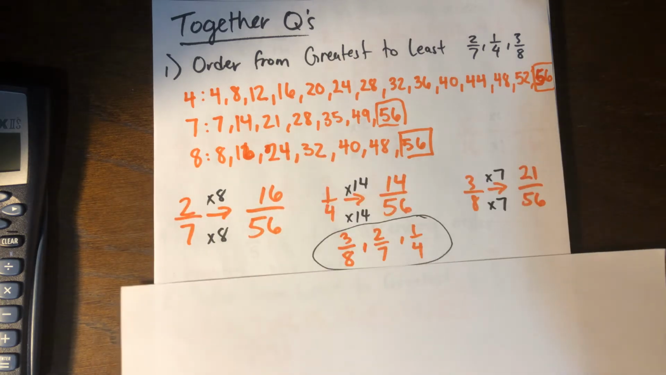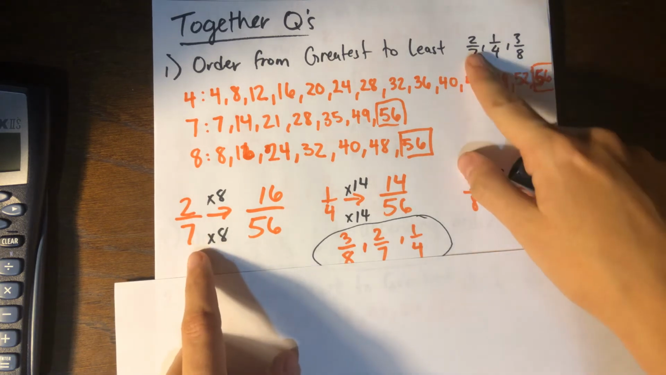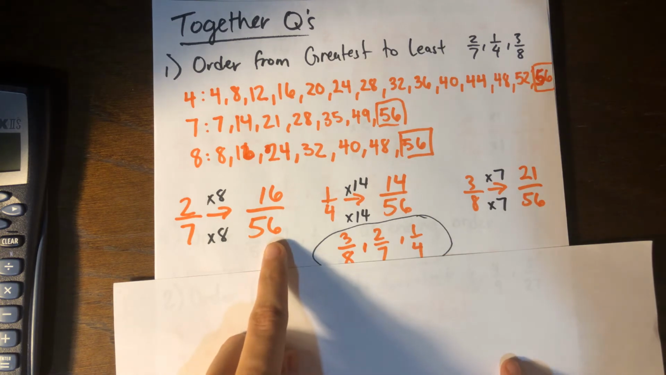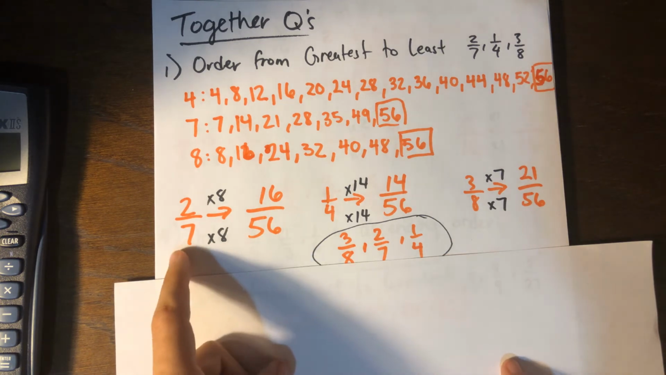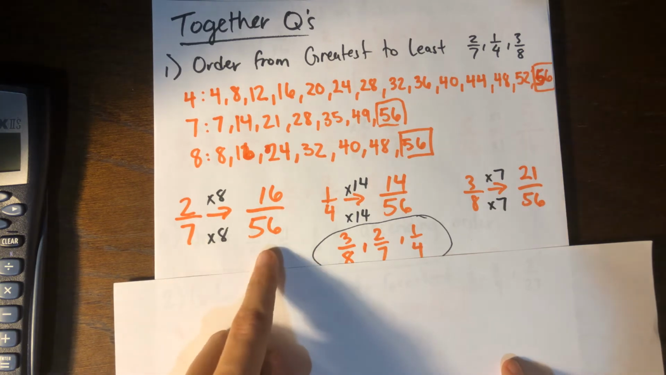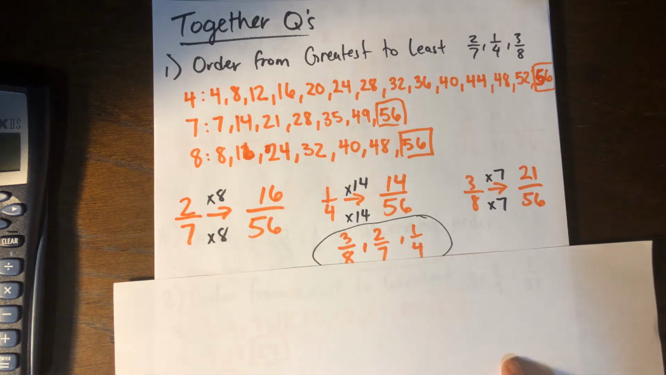Let's look at this. So we started with 2 sevenths, our first fraction. We went to 56. And the way we did that, we multiplied 7 times 8 to get 56. So since we did that, we have to multiply our numerator, or the top number, by 8 as well. So then we have 16 out of 56.